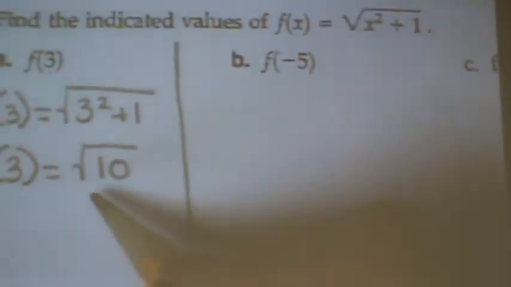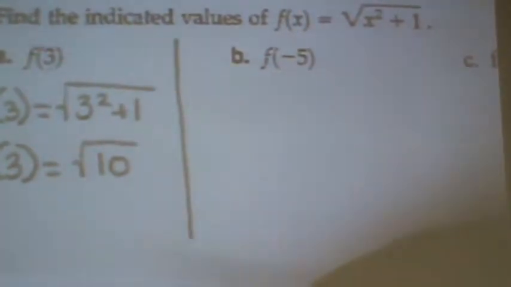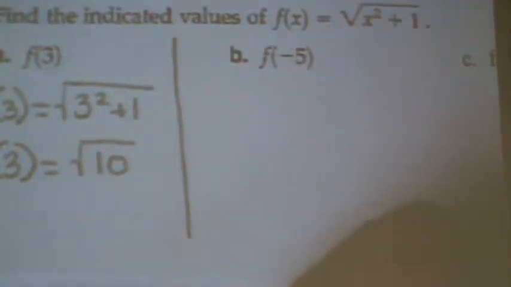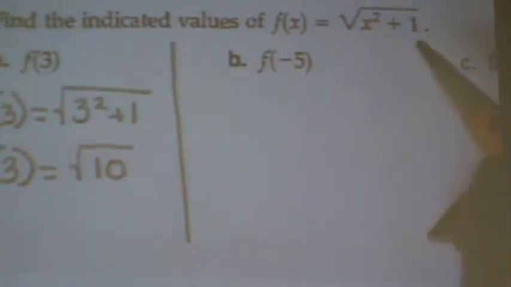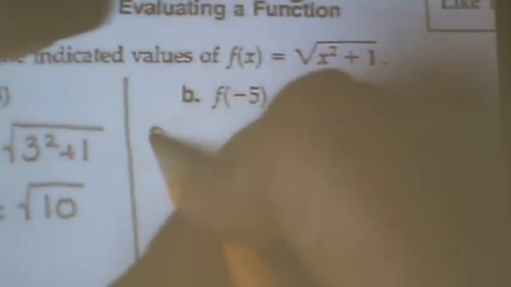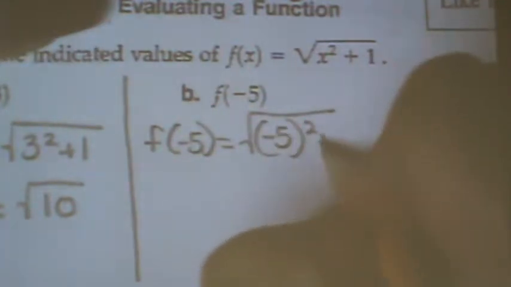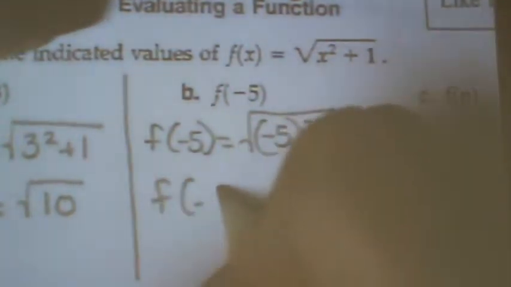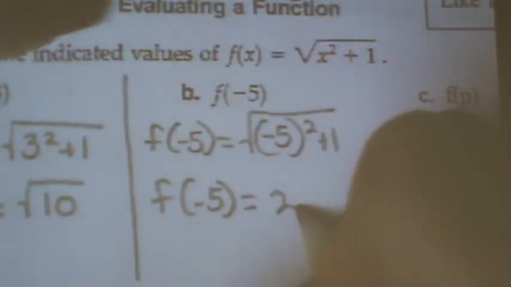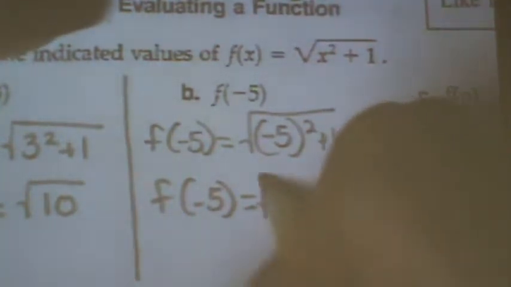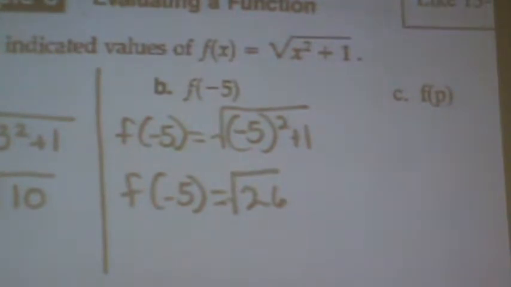Now, if it said the square root of 4, the square root of 9, then yeah, go ahead and do that. But the square root of 10 is a decimal, so we're not going to bother with that. How about B? What is f of negative 5? It's root 26. What do you get? Square root of 26. Yep. Square root of 26. 2, 13, so you can't do anything.